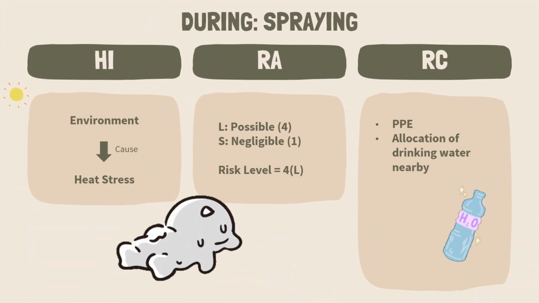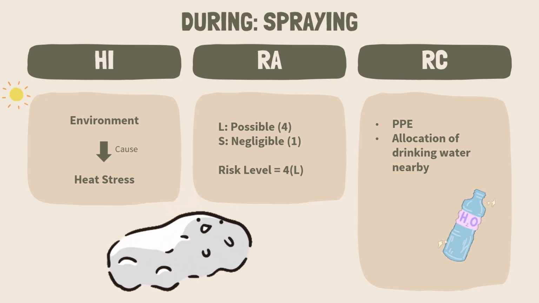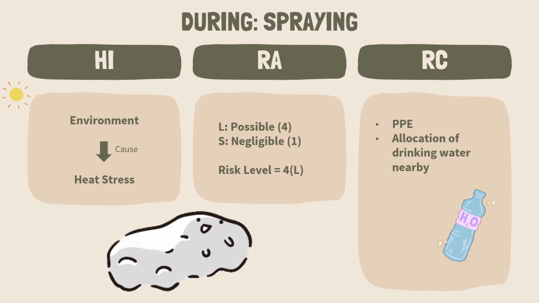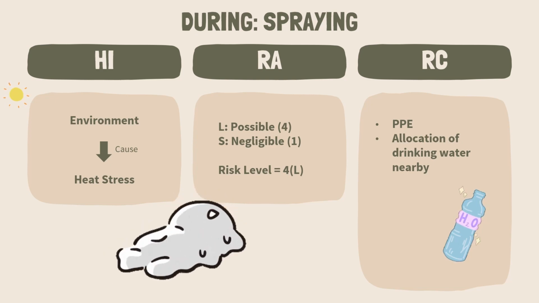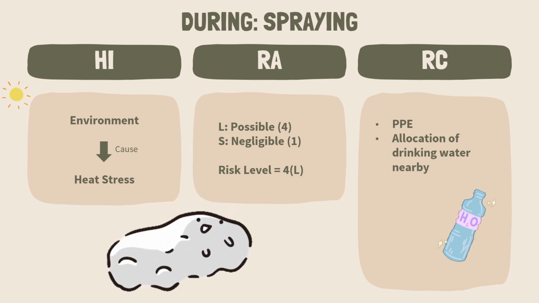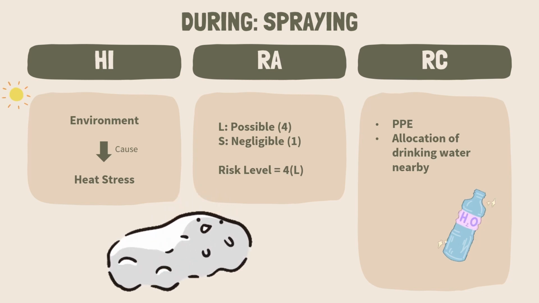The second hazard identified is the environment, which can cause heat stress. Although it is possible to happen, the severity is negligible. Therefore, the risk level is low. To improve it, personal protective equipment can be considered. Drinking water can be allocated near the plantation as well.